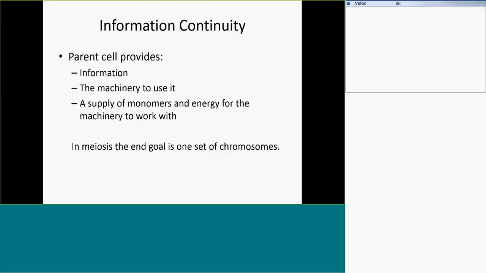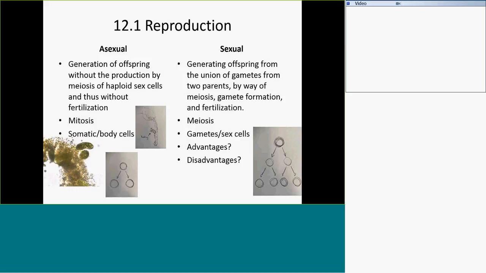Having a handle on mitosis from Chapter 8 is going to really help you move forward with this concept of meiosis. So our end goal in meiosis is going to be one set of chromosomes. So keep that in mind as we move ahead in the process. So let's look at a comparison between asexual and sexual reproduction as we begin talking about Chapter 12.